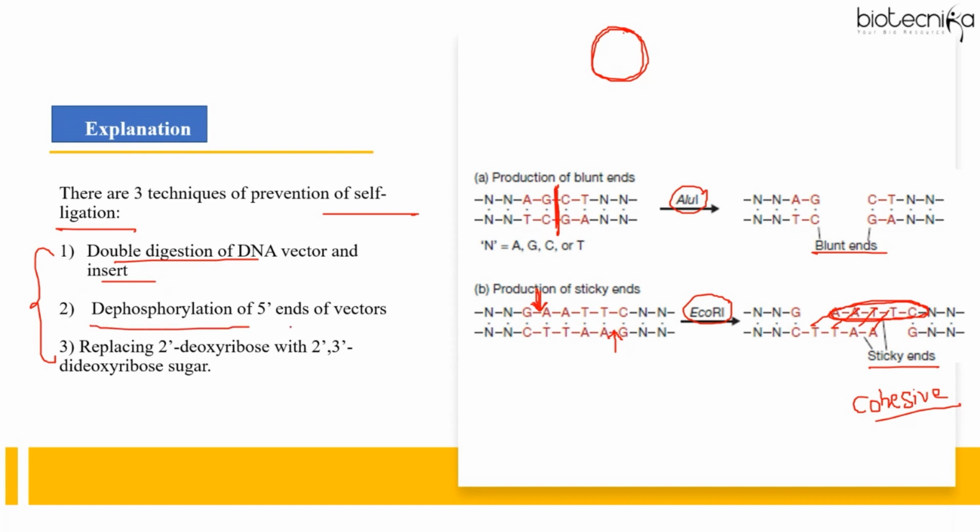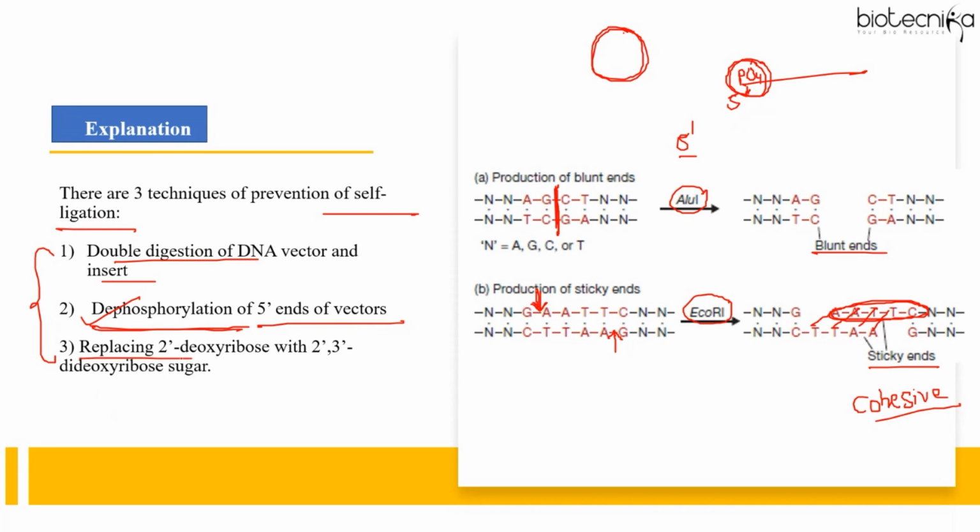Second is dephosphorylation of the 5' ends of the vector. At the 5' end, the phosphate group is present, and in dephosphorylation this phosphate group is removed. This matters because for joining, a phosphodiester bond is formed between the 5' phosphate of one nucleotide and the 3' OH group of another nucleotide. So when you perform dephosphorylation, the phosphate group at the 5' end is removed.